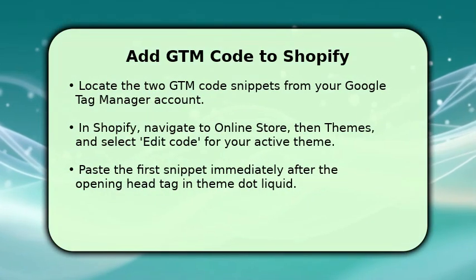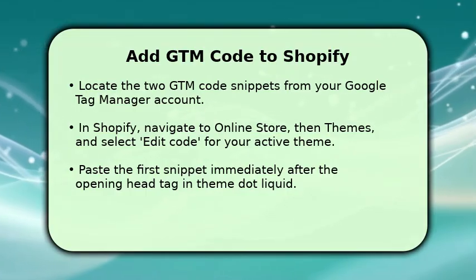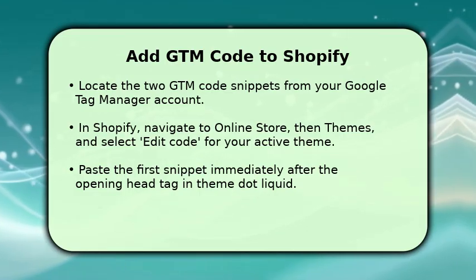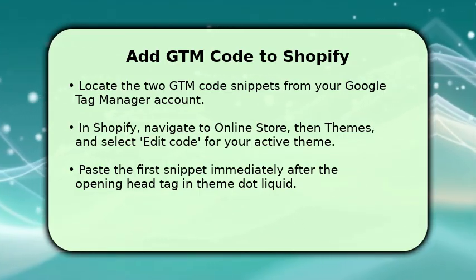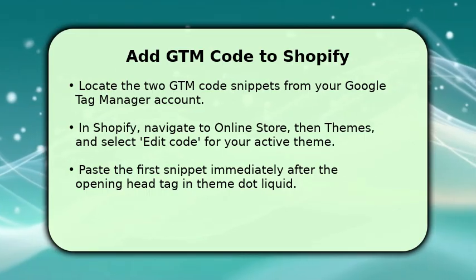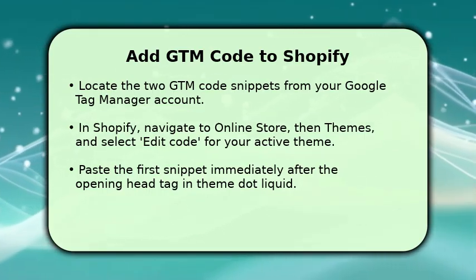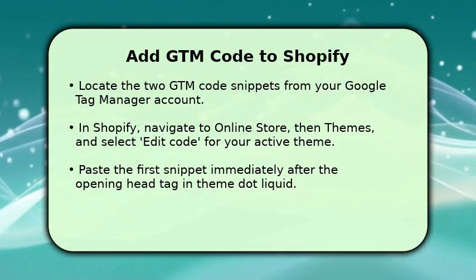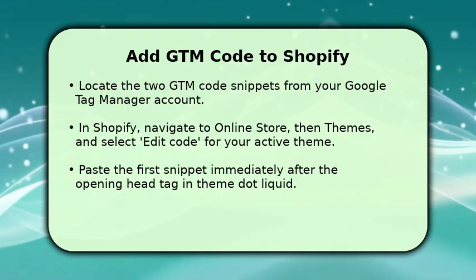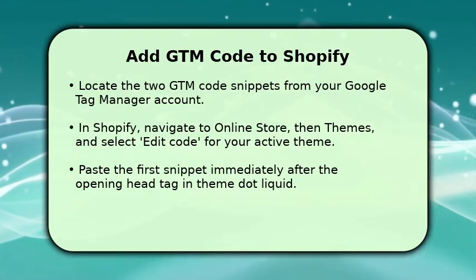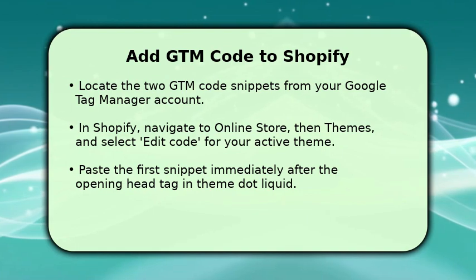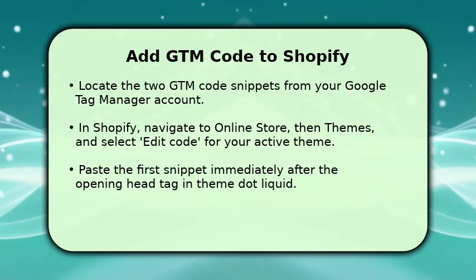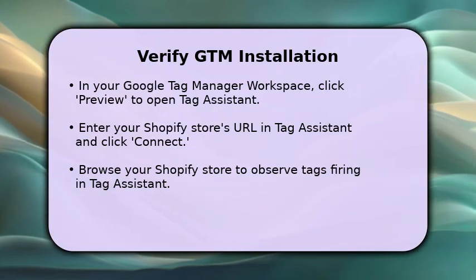Now, let's integrate Google Tag Manager with your Shopify store. From your Google Tag Manager account, locate the two unique code snippets. In your Shopify admin, go to Online Store, then Themes, and click Actions to edit code for your current theme. Find the theme.liquid file. Paste the first snippet directly after the opening head tag and the second snippet right after the opening body tag. For comprehensive tracking, including checkout pages, also paste both snippets into the Additional Scripts section found under Settings, and then Checkout.